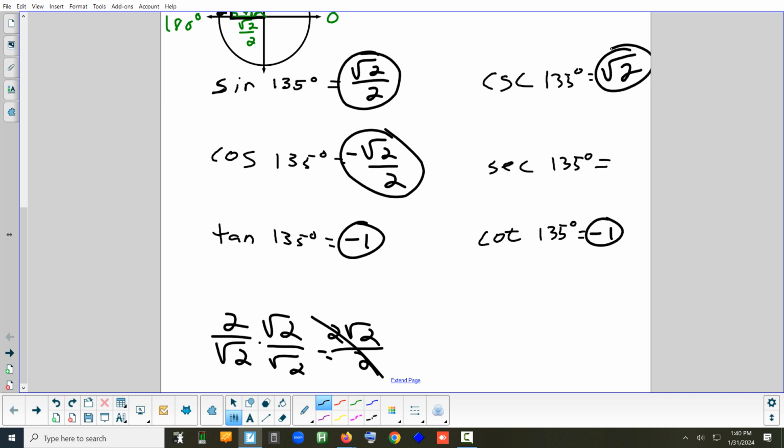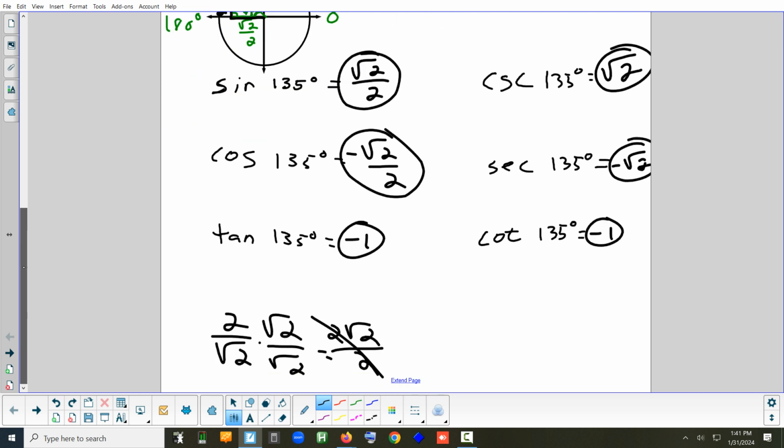Which one? Oh, I was thinking the flipped x one. What trig function are you thinking of? How do you say that one? Secant? Secant, yeah. So the secant of 135 would also be negative root 2. Yep. And that's because you're flipping the same thing you did up above, except it has a negative in front. And those are the 6 trig functions of 135.